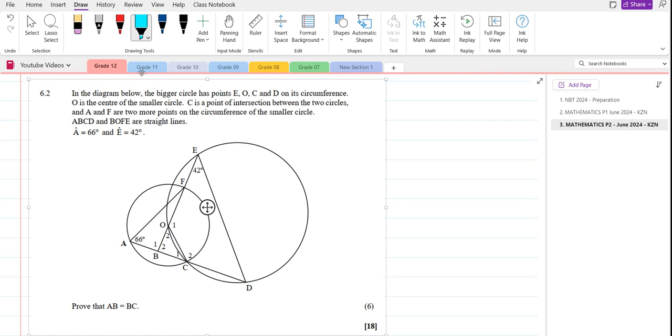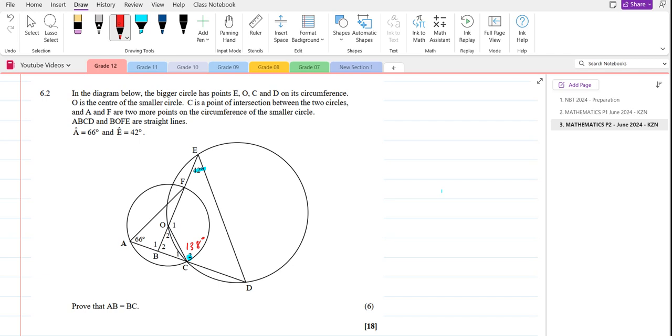In the diagram below, the bigger circle has points E, D, O, C on its circumference. E, O, C, D. So nice, because these 4 points lie on the circumference, we have a cyclic quad. So we know this angle E, we can find angle C2. How can we find angle C2? 180 minus 42. So that should give us 138, right? Because EOCD is a cyclic quad.